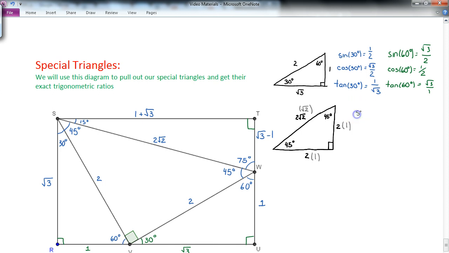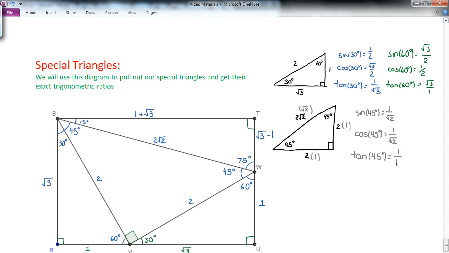So we see that sine 45 degrees is equal to 1/√2. We see that cos of 45 degrees is equal to, well, it's the same thing, 1/√2. So that's an important thing to note, that sine of 45 degrees and cos of 45 degrees are the same. And we see that tan of 45 degrees is equal to 1 over 1, which is 1.